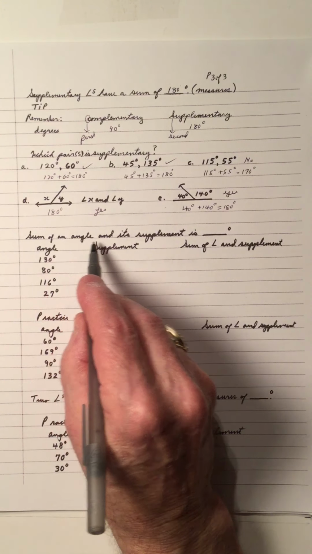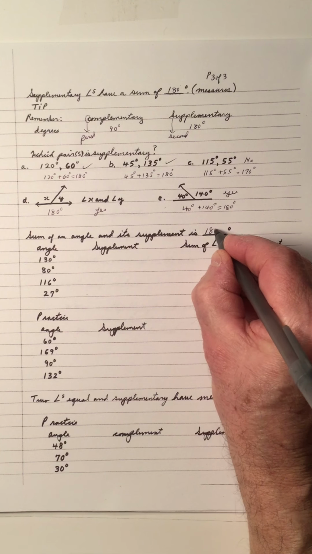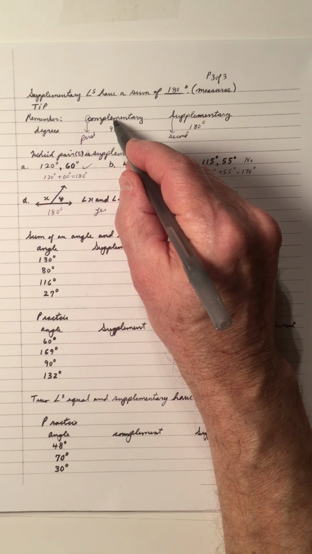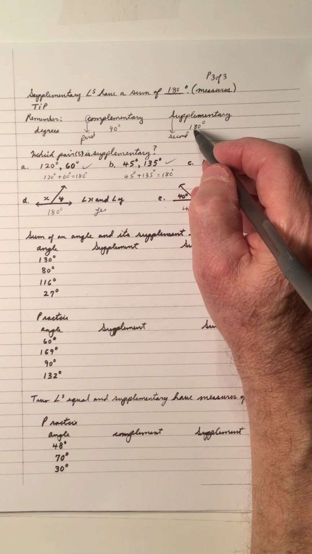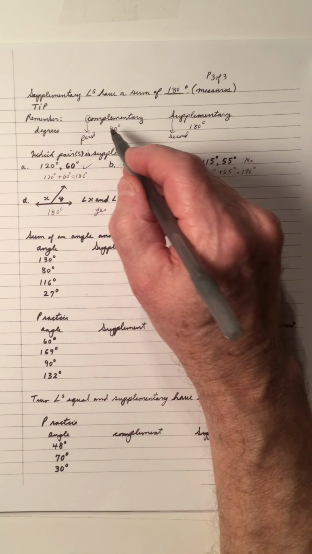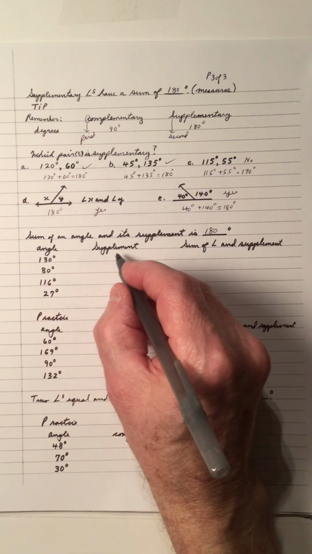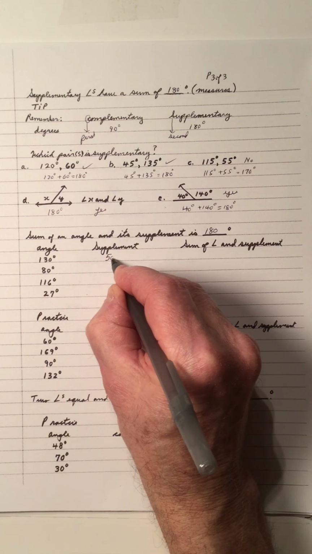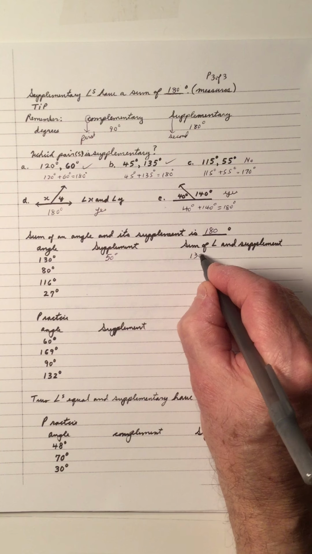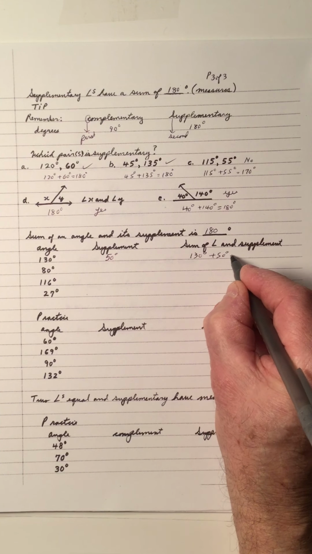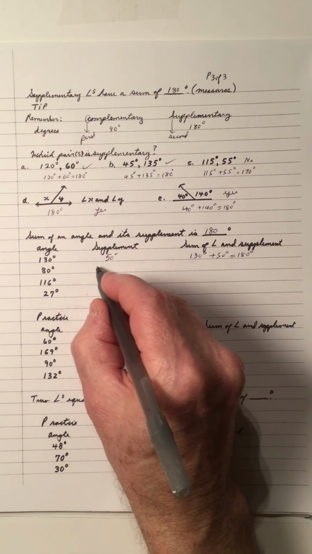The sum of an angle and its supplement is 180. Again, complementary adds up to 90, supplementary adds up to 180. C is before S, 90 is before 180. If an angle is 130, subtract, you get 50. 130 and 50 make up 180.